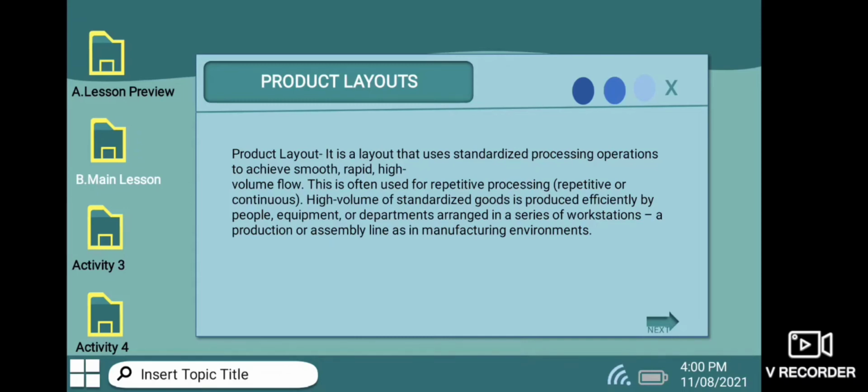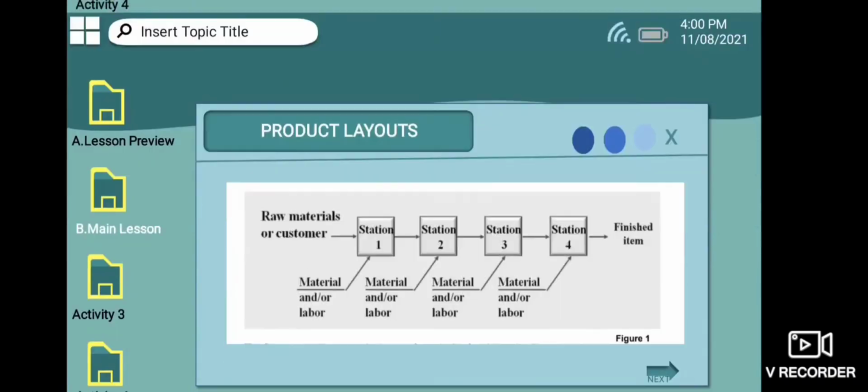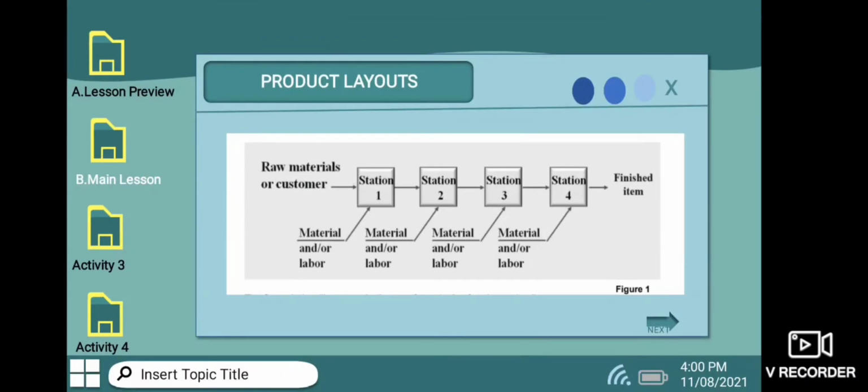So this illustration shows the overall process of how raw materials will be turned into a finished item. So raw materials or customers, then yung station 1 to station 4 is the whole process para makapag-produce ng finished item.